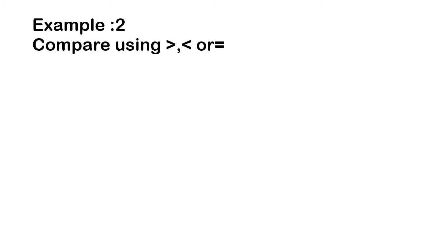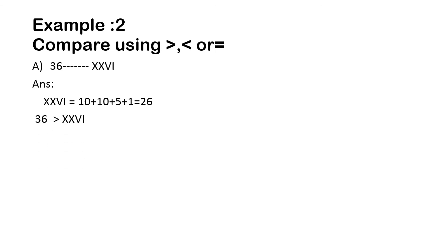Compare using less than, equal to, or greater than. Okay. Now we are going to compare 36 and XXVI. So first we are going to convert this Roman numeral into a number. So XXVI means what is the value of X? 10. So 10 plus 10. The value of V is 5, the value of I is 1. So 10 plus 10 plus 5 plus 1, that is 26. So if we compare 26 and 36, 36 is the bigger number. Okay. So 36 is greater than XXVI.